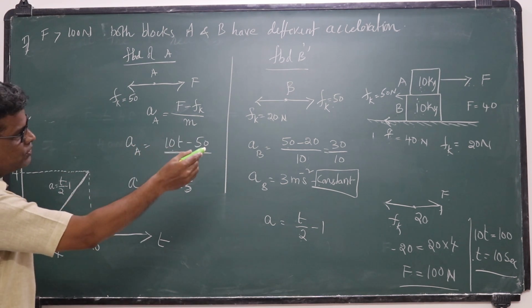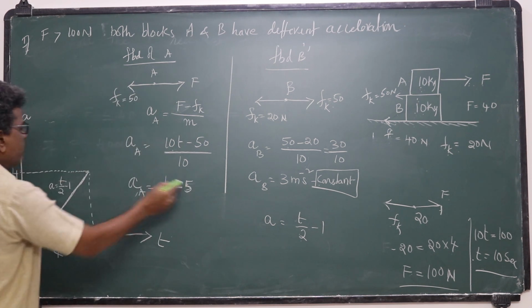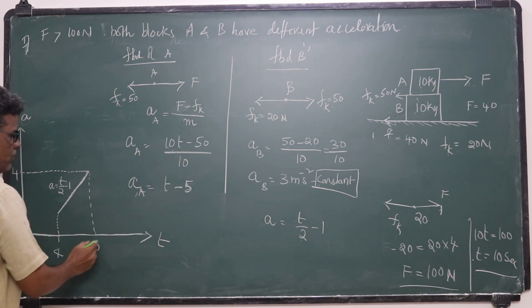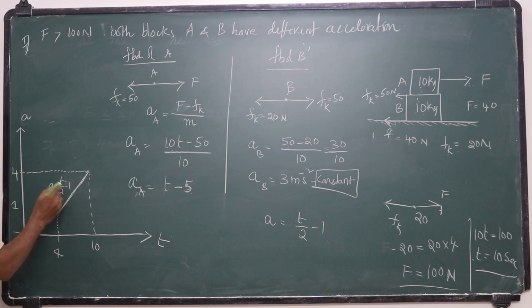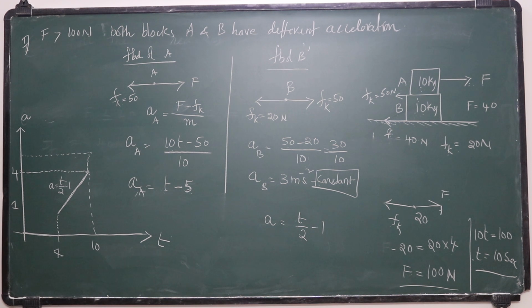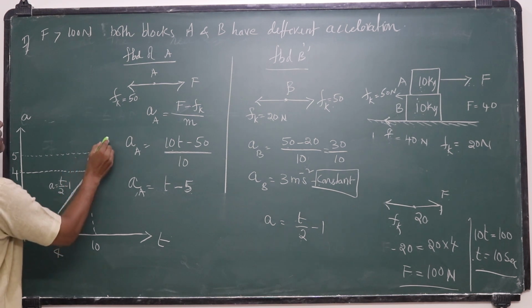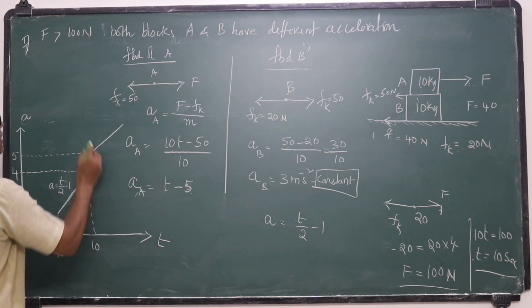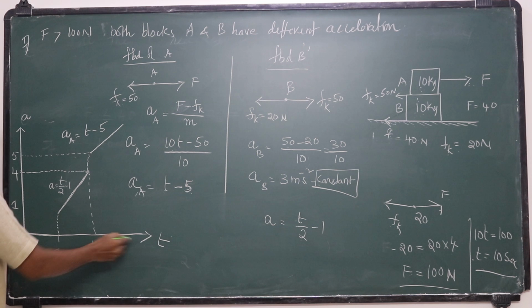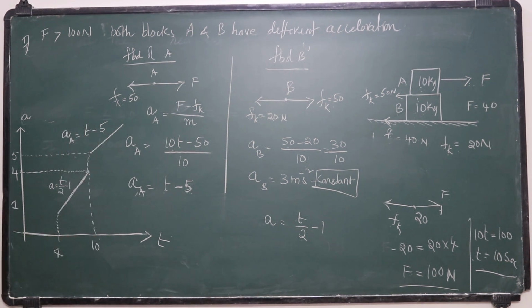So what is the acceleration of A? Acceleration of A is t minus 5. So t is 10, minus 5, that is 5. So it will start from 5 and then increase according to the equation t minus 5. So the acceleration of A after 10 seconds is a function of t minus 5.